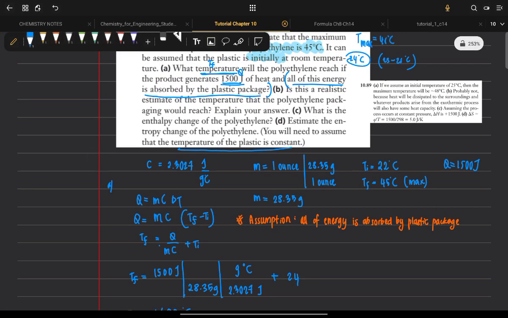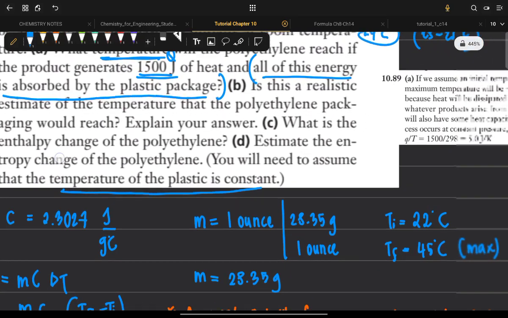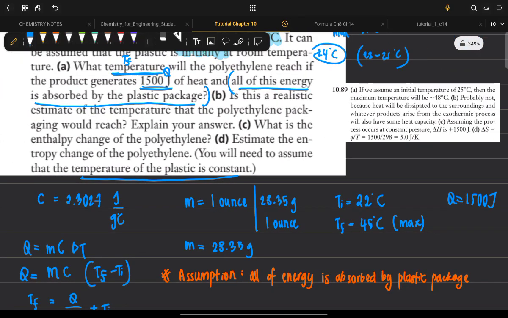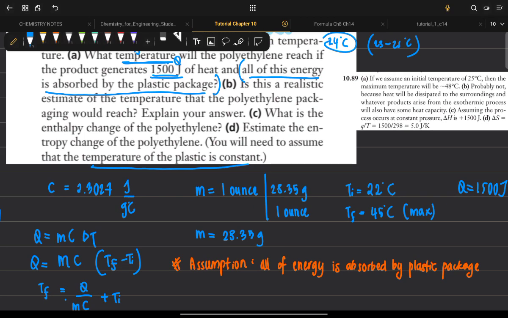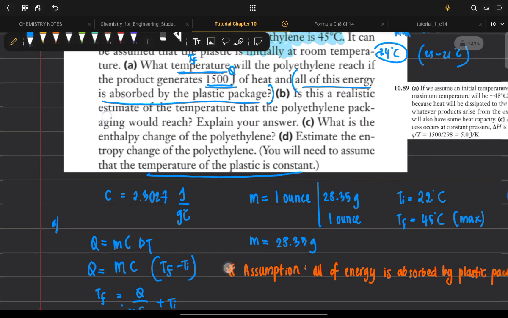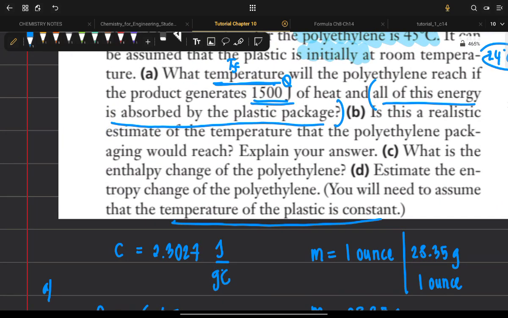So here the energy is 1500 joule, and 1500 joule is what the plastic absorbs. It's not less, not more. So Q net equals 0, because it says all energy will be absorbed. So we extract the information first.